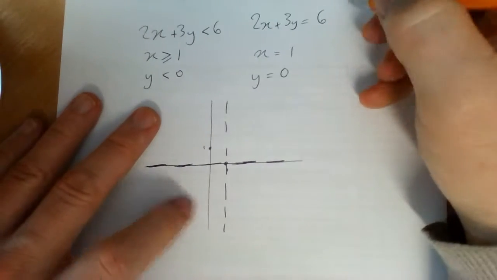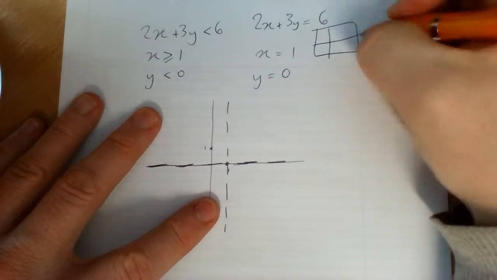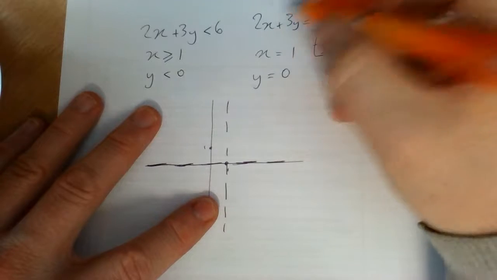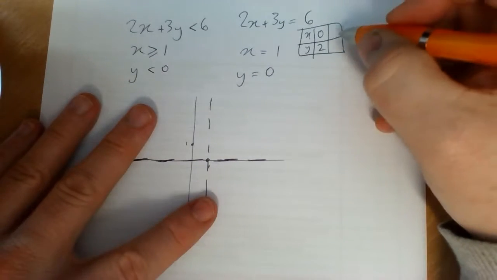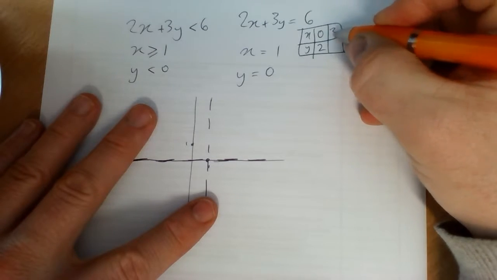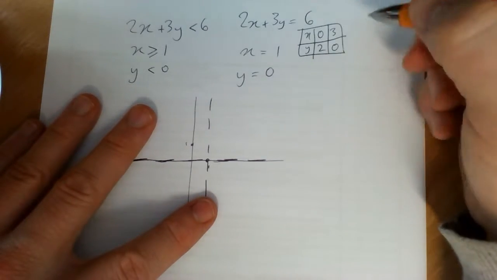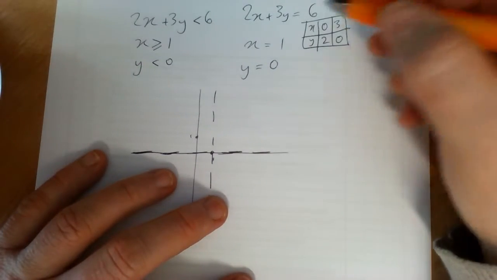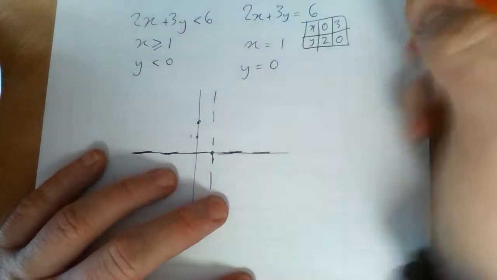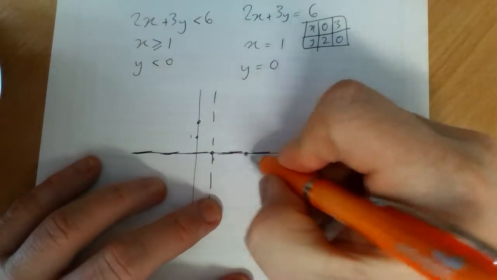And 2x plus 3y equals 6, that's done with a quick table, in other words by intercepts. So if x equals 0, y equals 2. If y equals 0, x equals 3. Look up the video on quick tables to see how I did that so fast. So anyway, 0 along 2 up, 3 along nothing up.